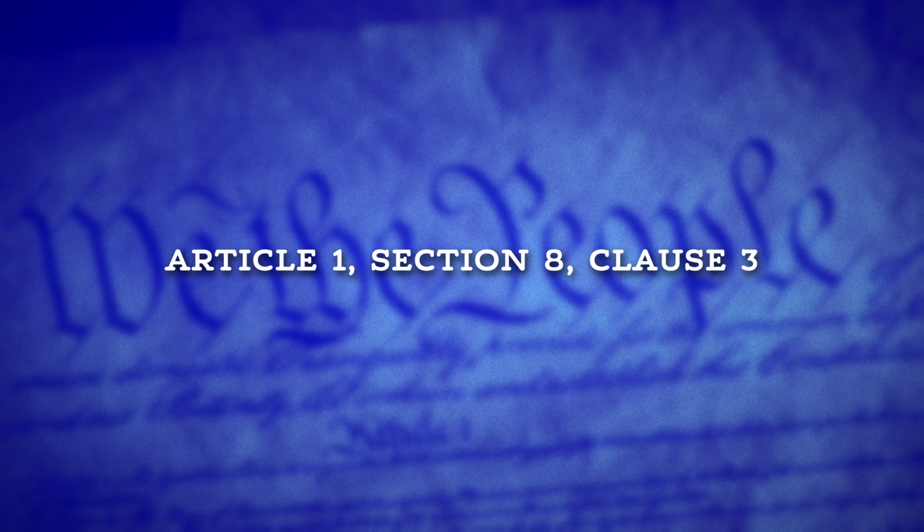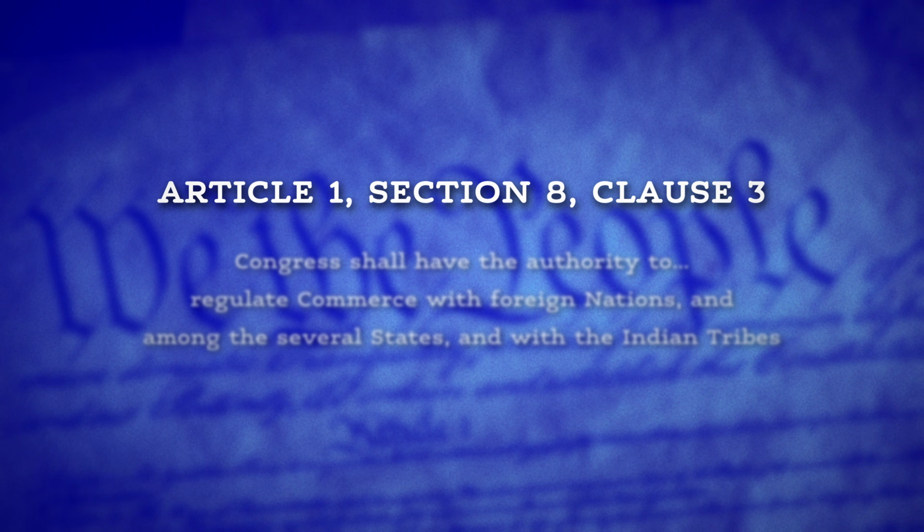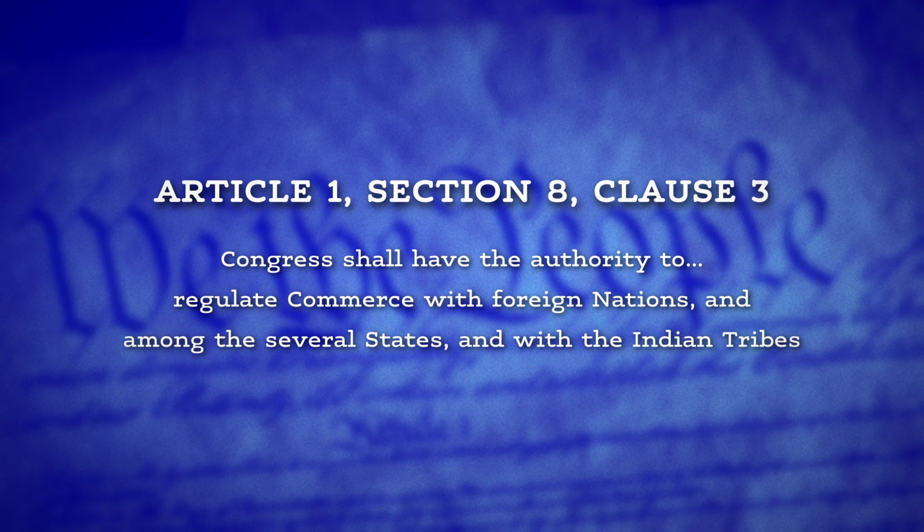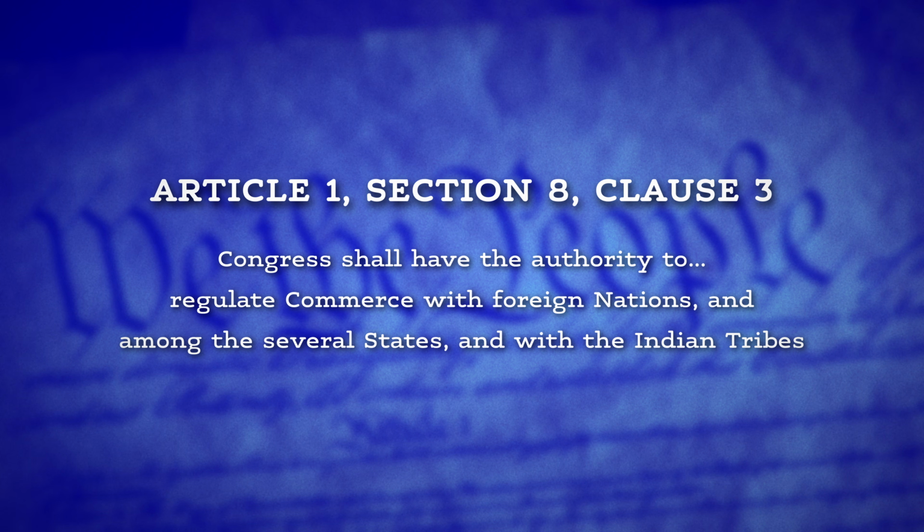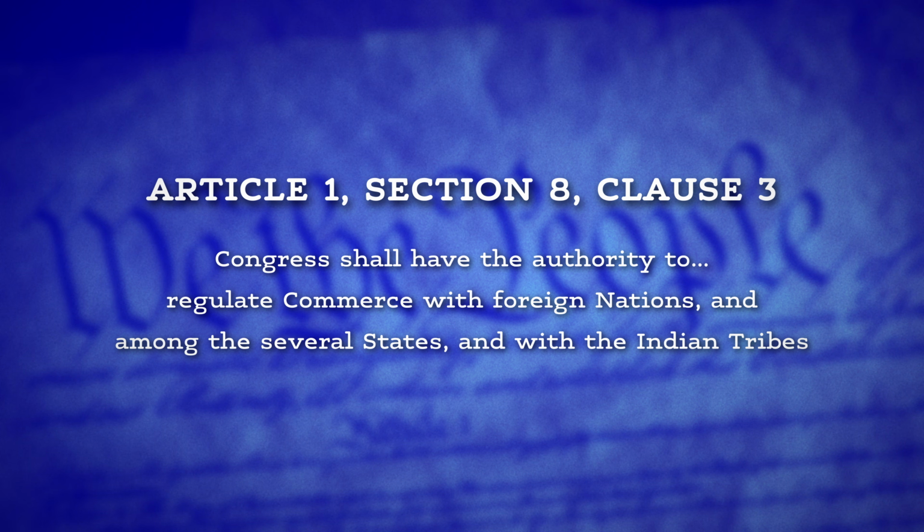All right, so if you're wondering how is it that the federal government can get into some of the most ridiculous aspects of our daily lives, look no further than the Commerce Clause. Now, some of you may have heard of it, and some of you may have not, but either way, it comes from Article 1, Section 8, Clause 3 of the United States Constitution, which says, Congress shall have the authority to regulate commerce with foreign nations and among the several states and with the Indian tribes. That's it. That's literally all it says.